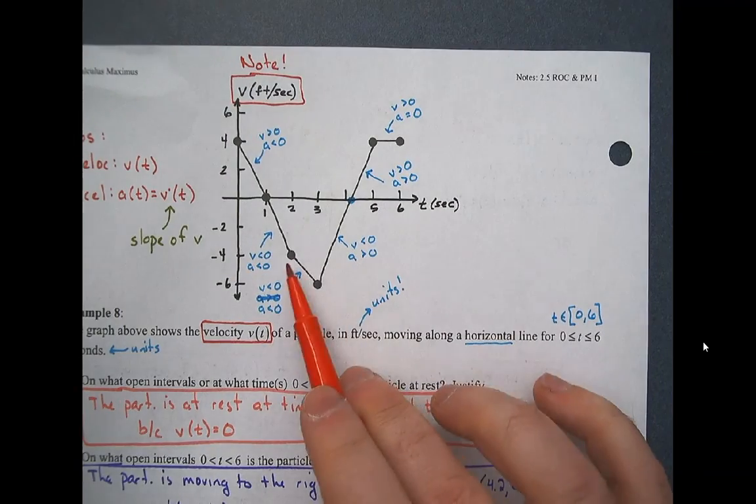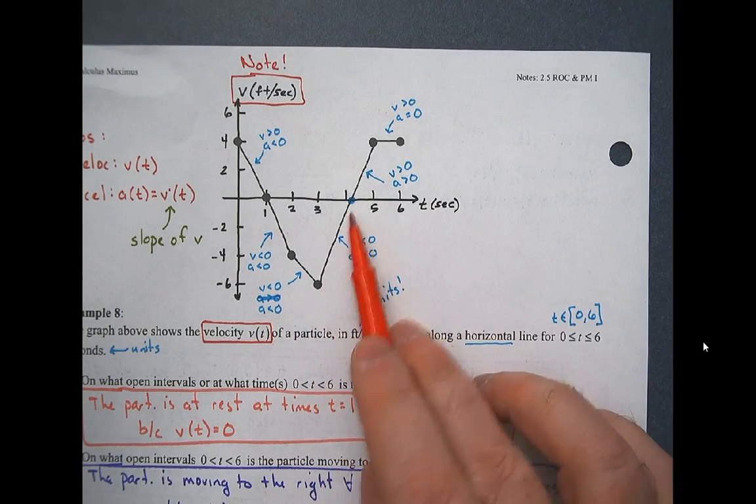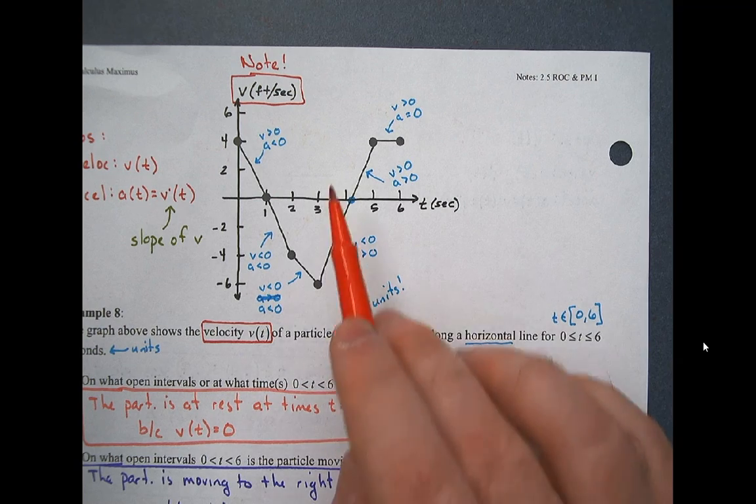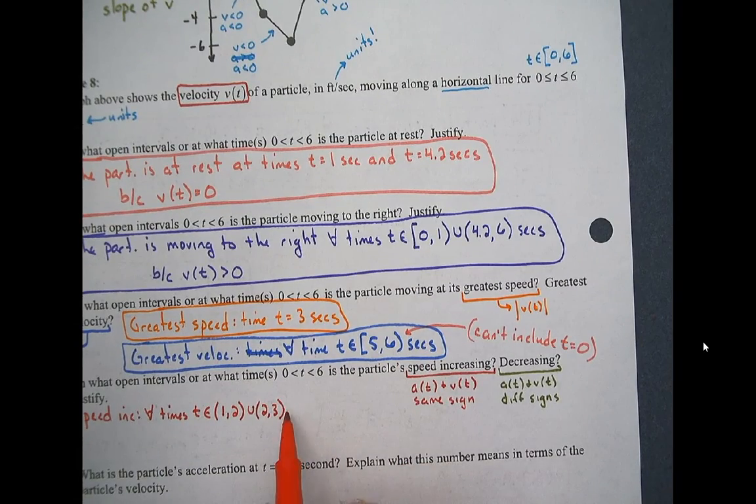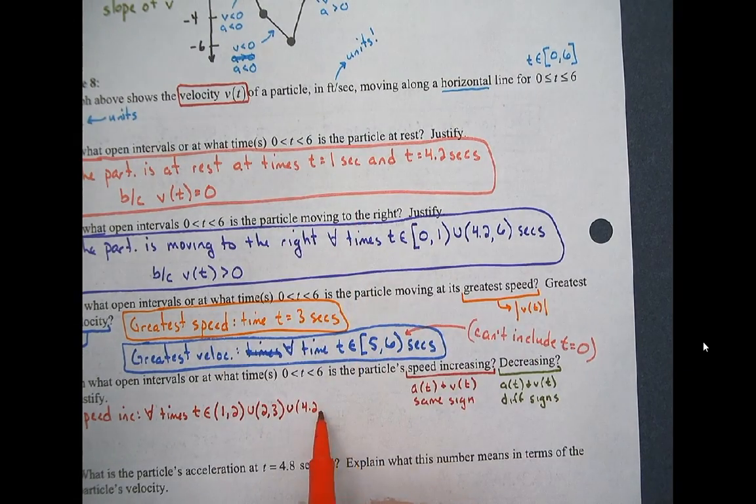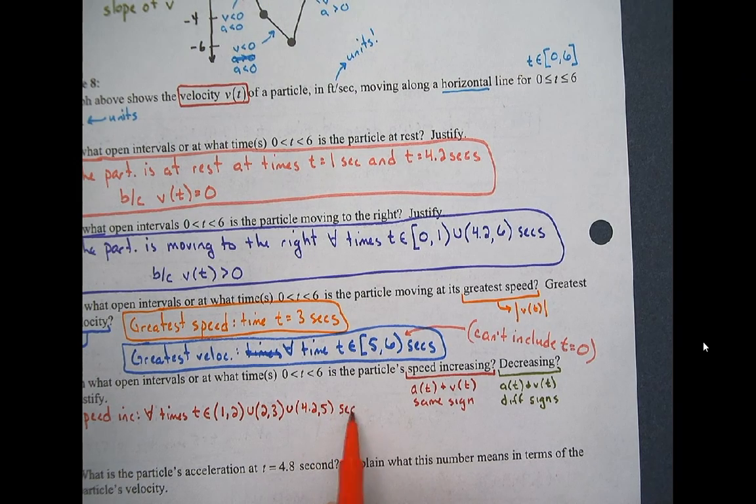Let's see, is that it? Then I go into my velocity is negative, but my acceleration is positive. My velocity is positive and my acceleration is positive. So then also 4.2 until 5 seconds.